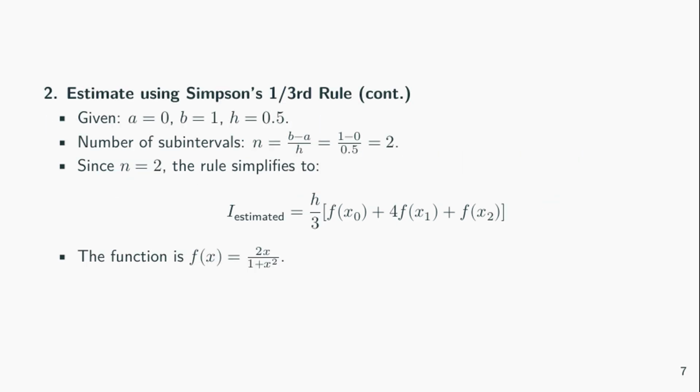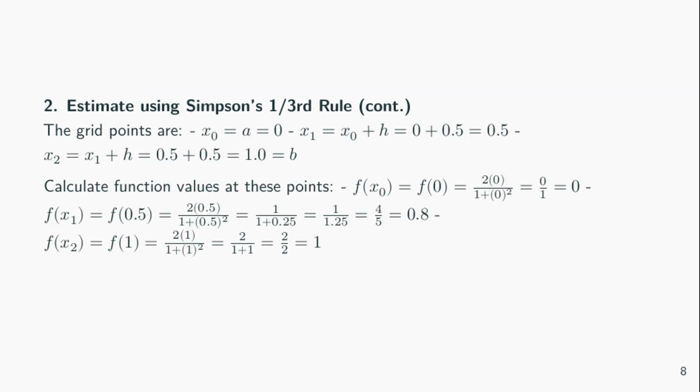Let's apply this to our specific problem. We are given that a is 0, b is 1 and h is 0.5. The number of subintervals n is calculated as b minus a divided by h, which is 1 minus 0 divided by 0.5. That gives us 1 divided by 0.5, which equals 2. Since n equals 2, which is even, we can use the simplified Simpson's rule formula for just 2 subintervals. I estimated is h over 3 times the quantity f of x0 plus 4 times f of x1 plus f of x2. Our function f(x) is 2x over 1 plus x squared.